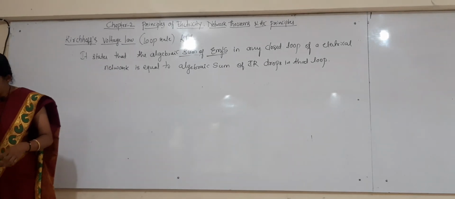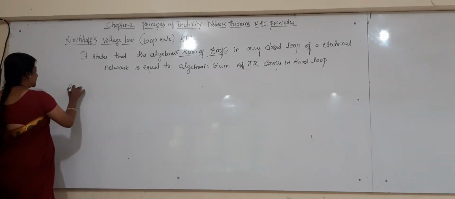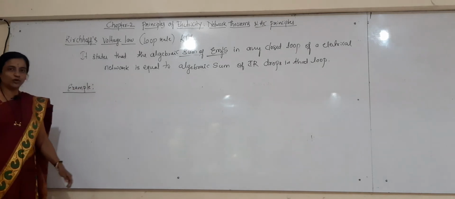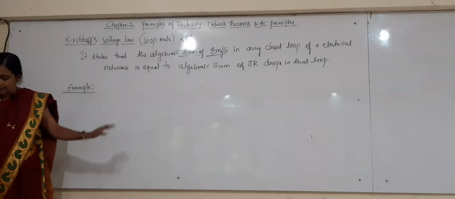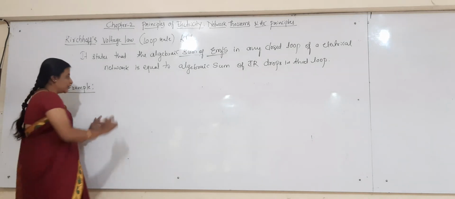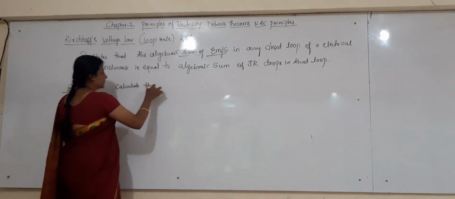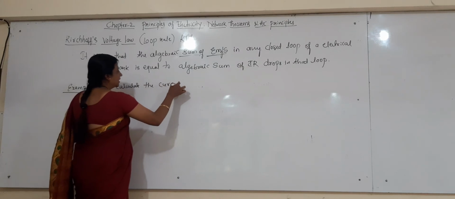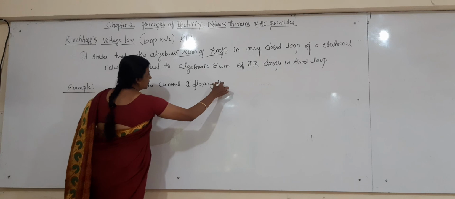So, one example is given here. Let us solve some examples, then you will come to know how these KVL and KCL statements are going to be used in our electrical circuits. Calculate the current I flowing through the node N.